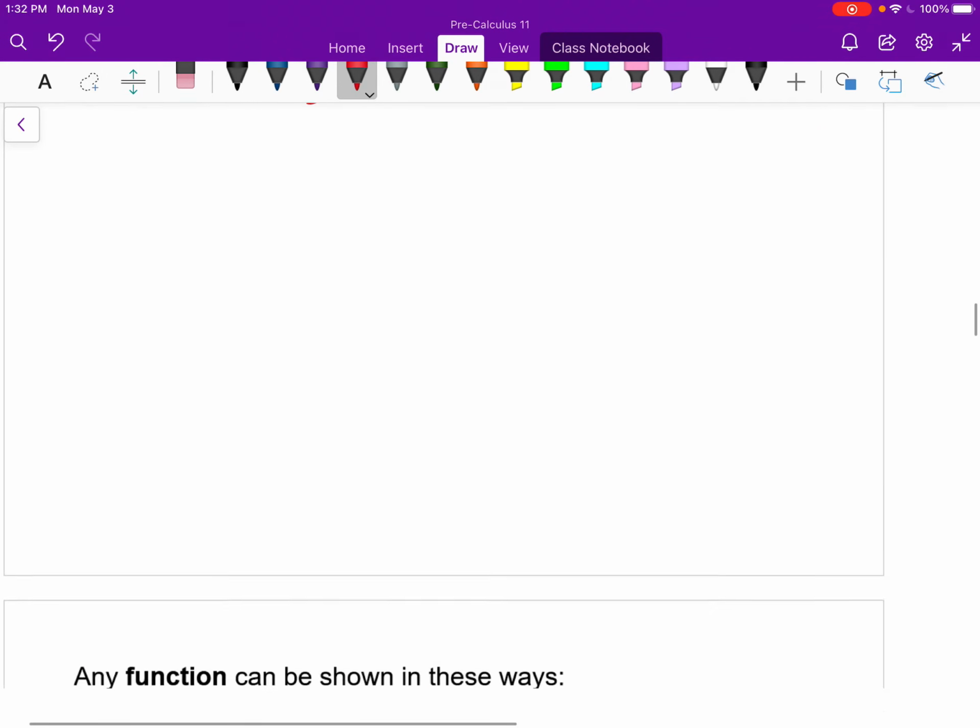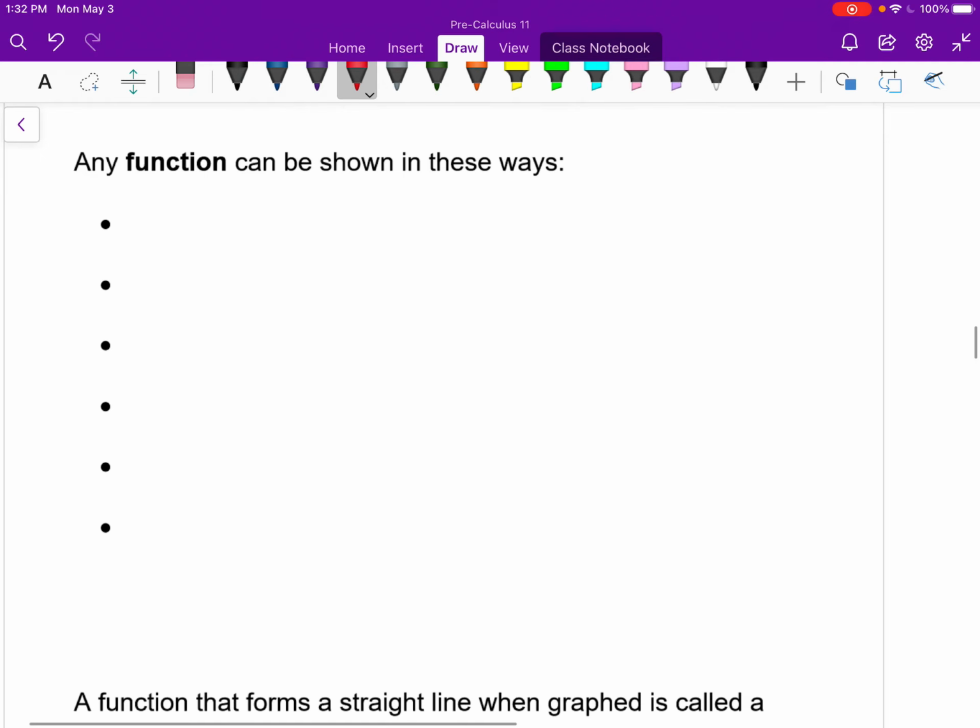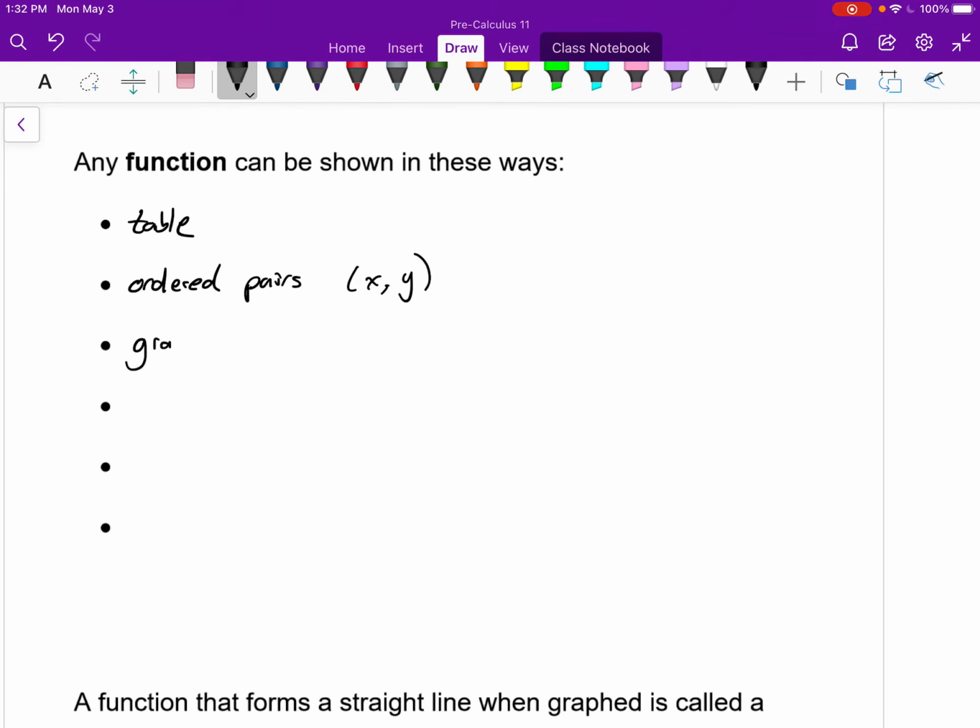OK, so in general, any function can be shown in a whole bunch of different ways. And thinking about what I've already showed, any function can be shown as a table. That was the first thing I showed you, as ordered pairs, which again are usually expressed x comma y. And if you have ordered pairs or a table, that means you can probably graph it. We almost certainly can. And if there's a relationship that has some sort of pattern, you can express it as an equation.